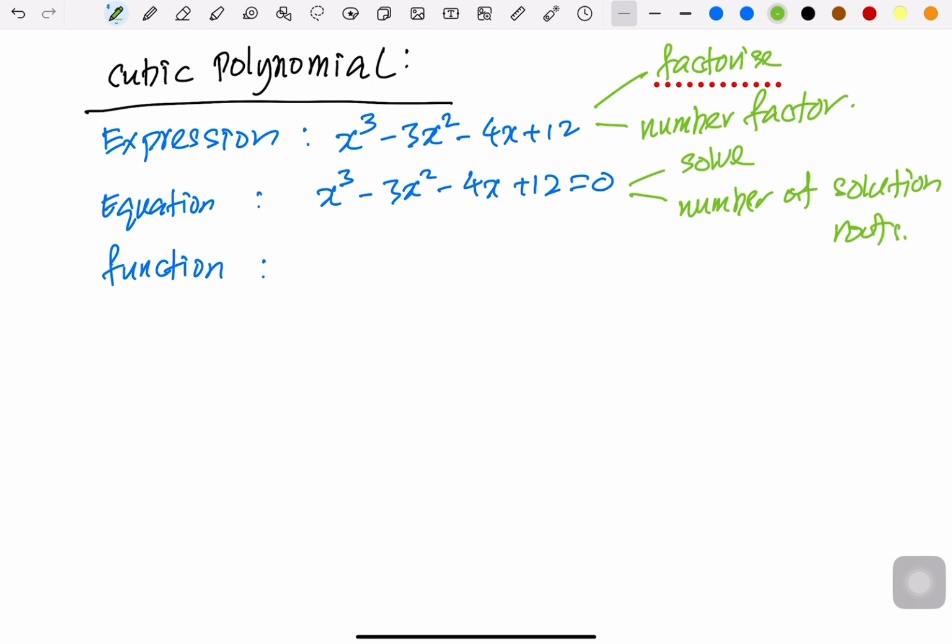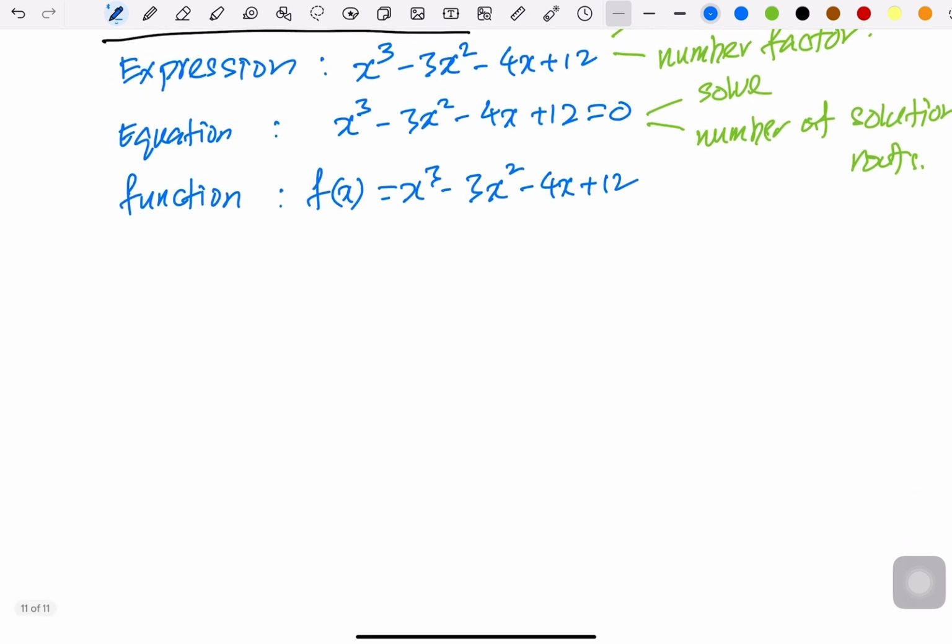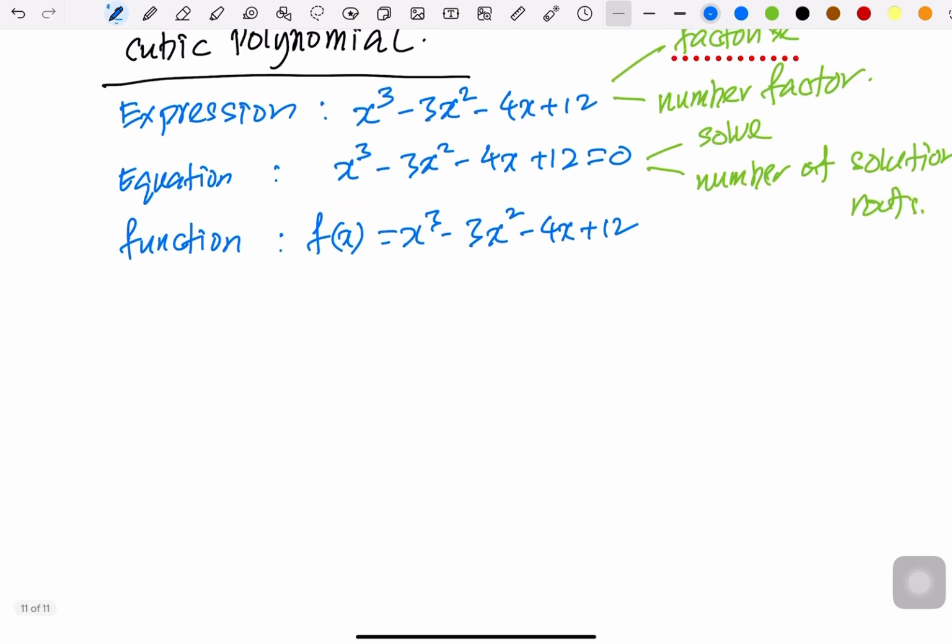Okay. So functions will look like this. Functions are easier, right? Because it's already let f(x) already. So it will be much easier. A function can be f(x), can be g(x), can be h(x), can be anything. Okay. So now, today we're doing expressions and equations.